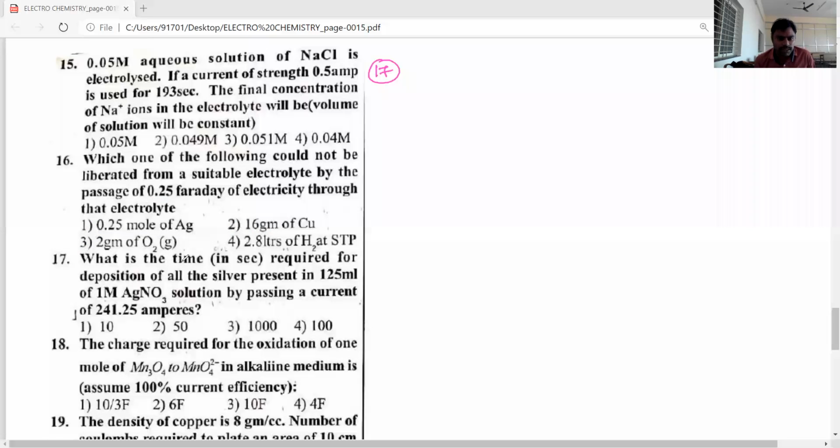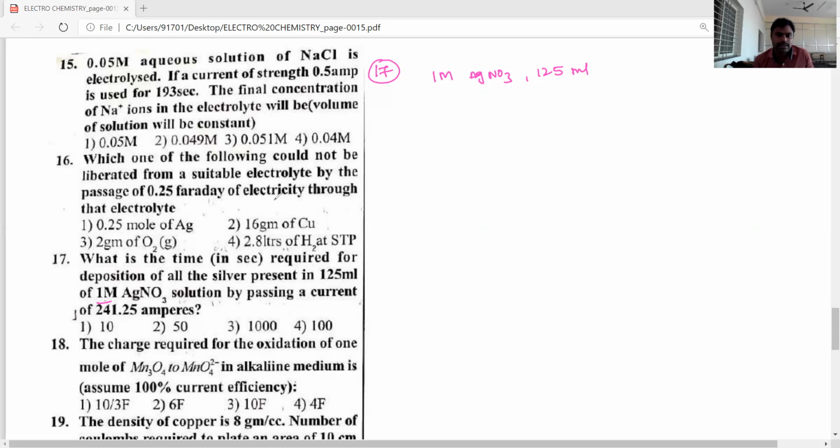17th question. What is the time required for the decomposition of all silver present in 125 ml of 1 molar silver nitrate when the current passing is 241.25 amperes? Time they asked. First, before finding the time, we will find how much silver is present in 125 ml of the 1 molar silver nitrate. Okay, 125 ml they gave.